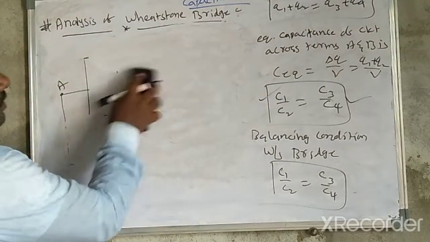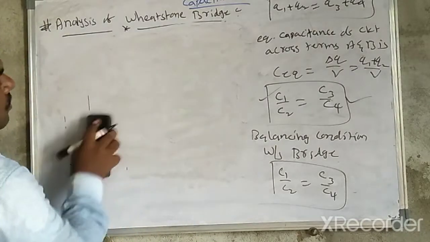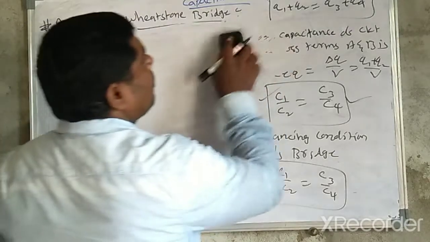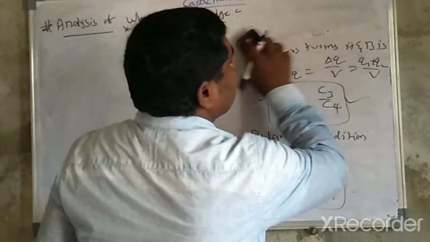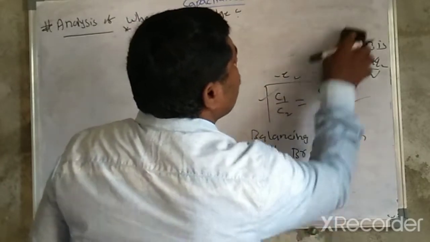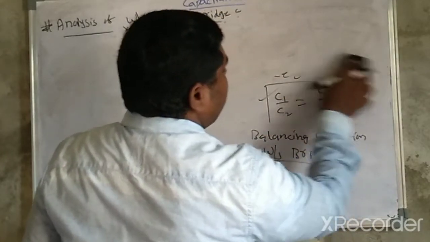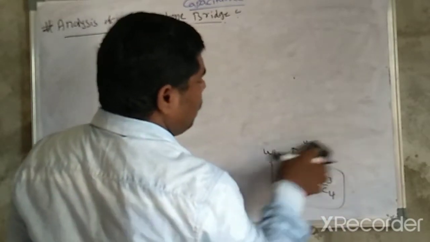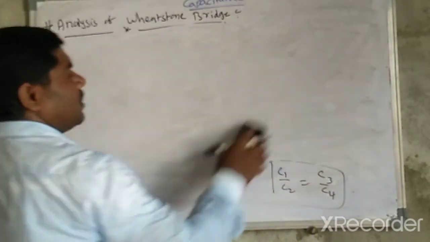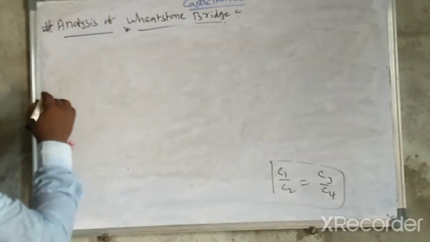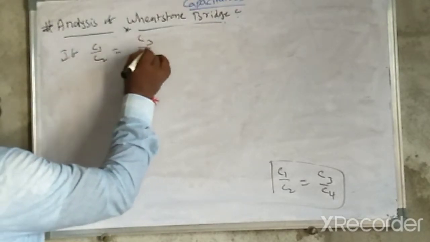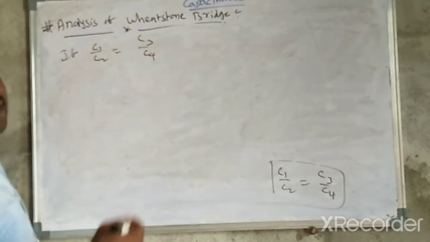If C1 by C2 is equal to C3 by C4, in that case you may remove the fifth capacitor, so you can remove the fifth capacitor. See the diagram. So if C1 by C2 is equal to C3 by C4, nothing but X and Y potential both are the same.